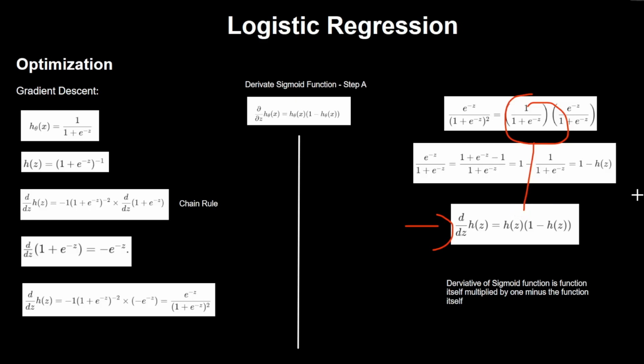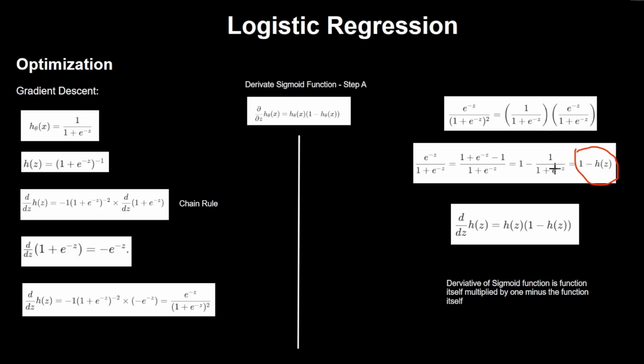and for the next term, e power minus z by 1 plus e power minus z, we can simplify it further. In the numerator, we just add and subtract 1 here, and we can divide this by 1 plus e power minus z for these two individual terms, so that we get 1 separately. We'll get the same familiar term 1 by 1 plus e power minus z, which is h of z itself. So we can substitute it directly. So if we do that, we'll get 1 minus h of z.